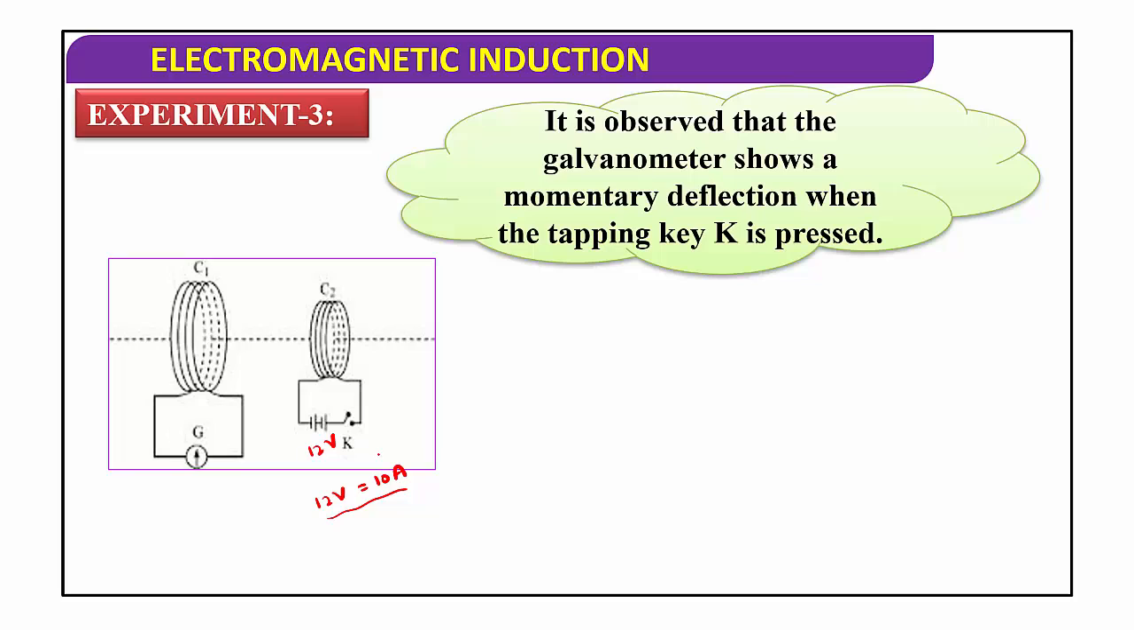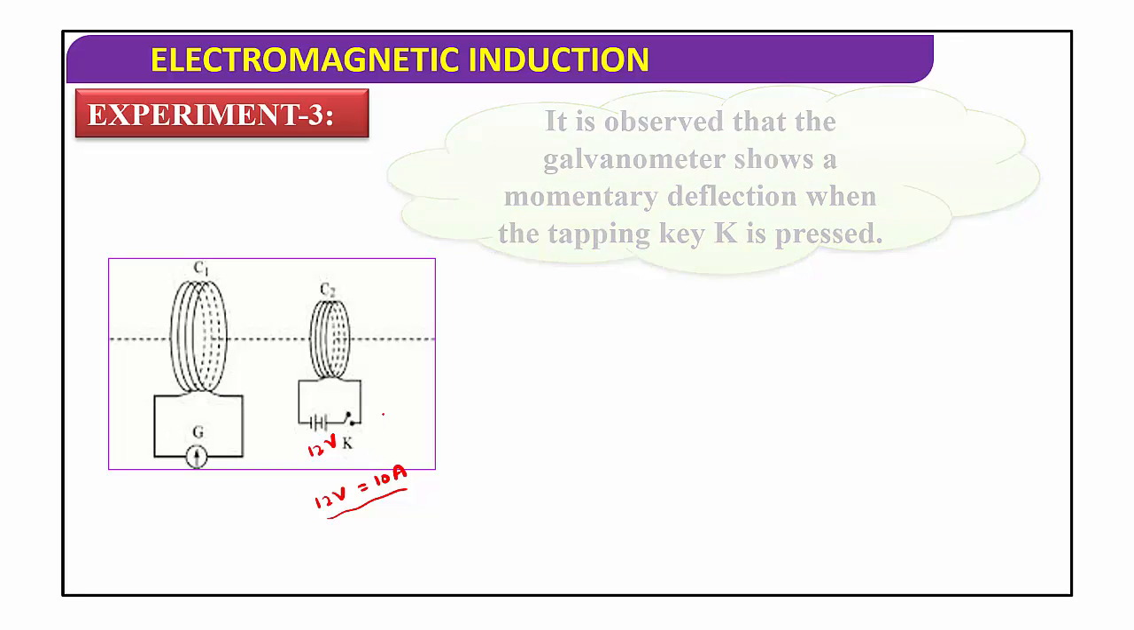So here in experiment 3, we are not going to move any coil. Instead of relative motion, we are just using the tap key, which changes the current. When the current is changed, the magnetic field also changes, so that current is produced in the first coil.